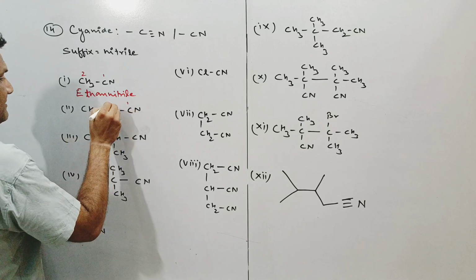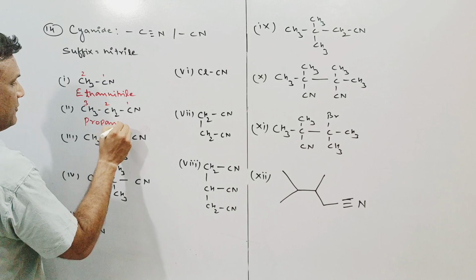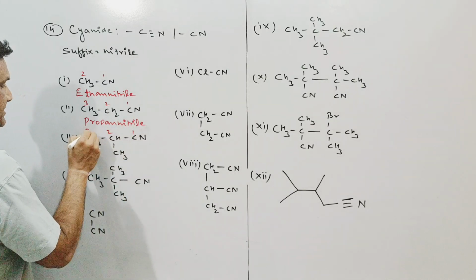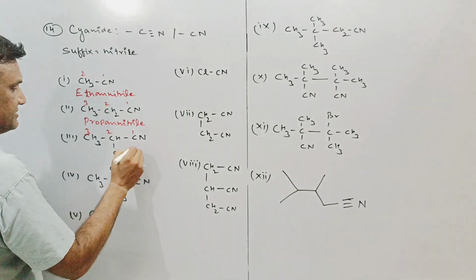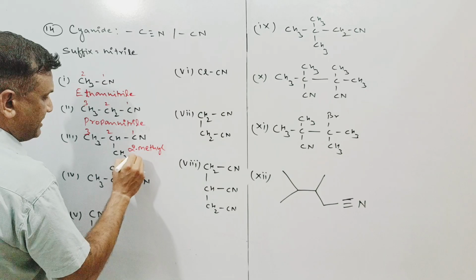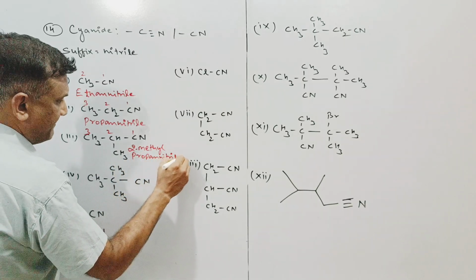There are 3 carbon atoms in the chain, so you will call it propanenitrile. Propanenitrile will be the name of the compound. For this, it will be the chain. Over the number 2 position, there is a methyl, so 2-methyl. 2-methyl, there are 3 carbons in the chain, so propanenitrile will be the name of the compound.